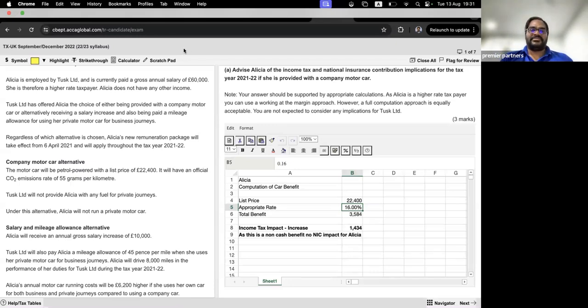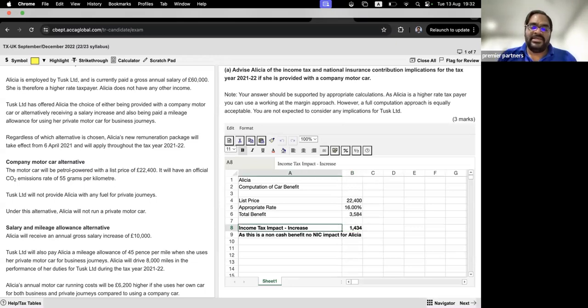Right. So I took the rate as 16%. So 22,400 into 16% would be 3,584. By this amount, the taxable income will go up. So this into 40%, since she is already a higher rate taxpayer, this total benefit into 40% would be the growth in her income tax. So 3,584 into 40% is 1,434. That is the increase in income tax.